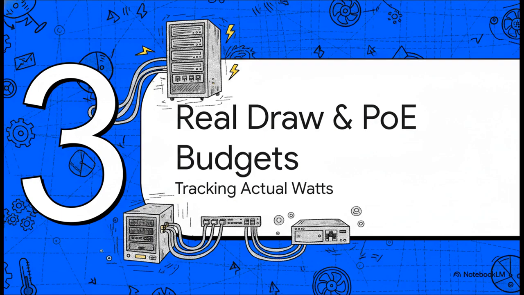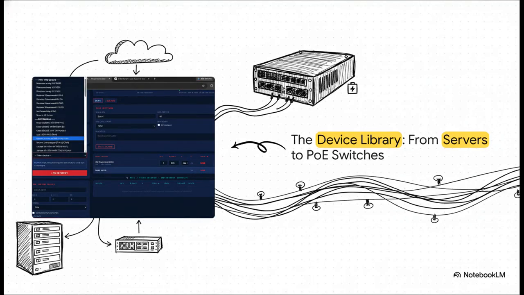All right, Section 3. Real draw and POE budgets, tracking actual watts. With our baseline power physics understood, let's actually start populating the rack infrastructure and protecting our power over Ethernet headroom. We need to put some real equipment into our digital room.